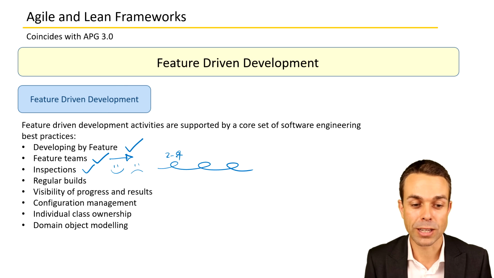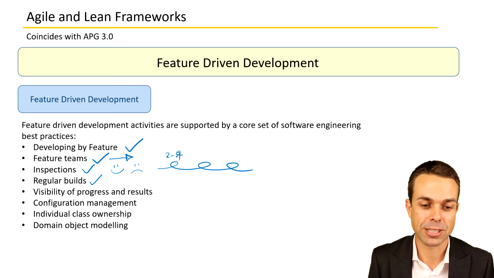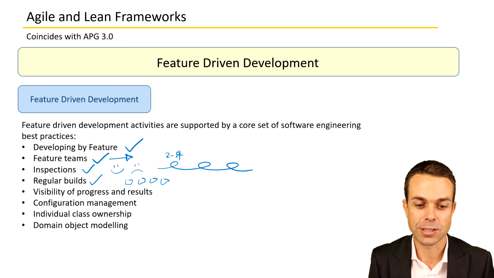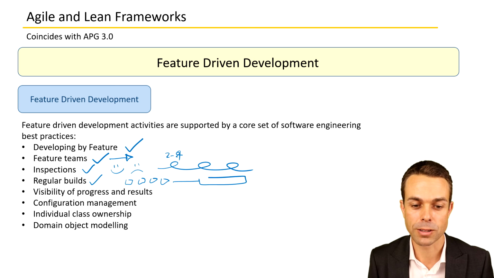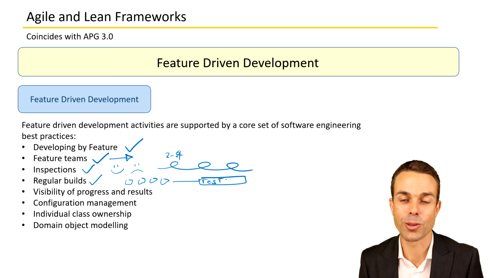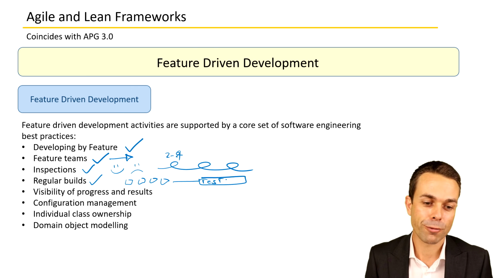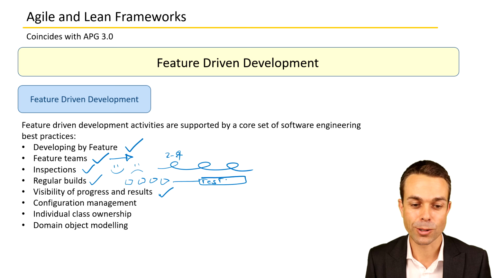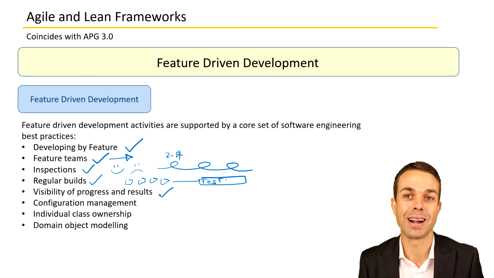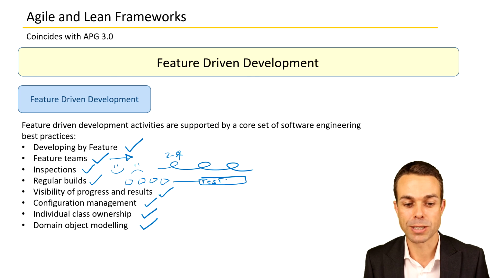We're implementing regular builds. That's our continuous integration policy where we've got all of our changes and we're putting all of those changes up into the one environment, and then we're usually testing that so that we're seeing if something has broken or not, and we're regularly doing that so that we know that everything is going well or not going well. We're getting that regular feedback. We've got visibility of progress and results. We've seen that in our Kanban board and our visual management, configuration management, individual class ownership, and domain object modeling.